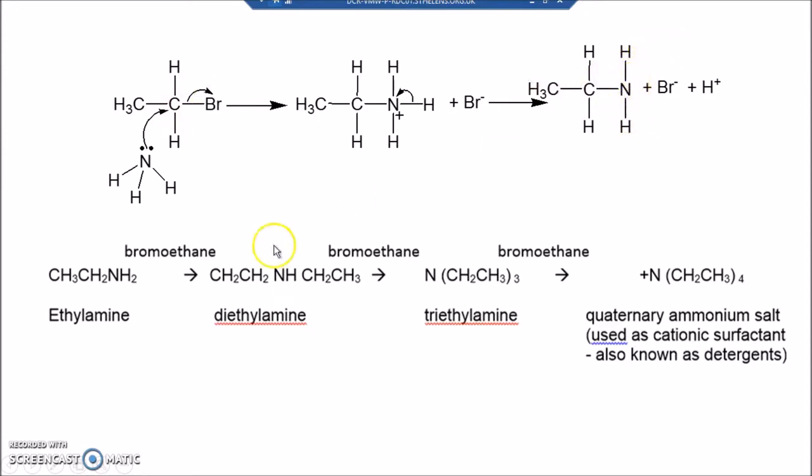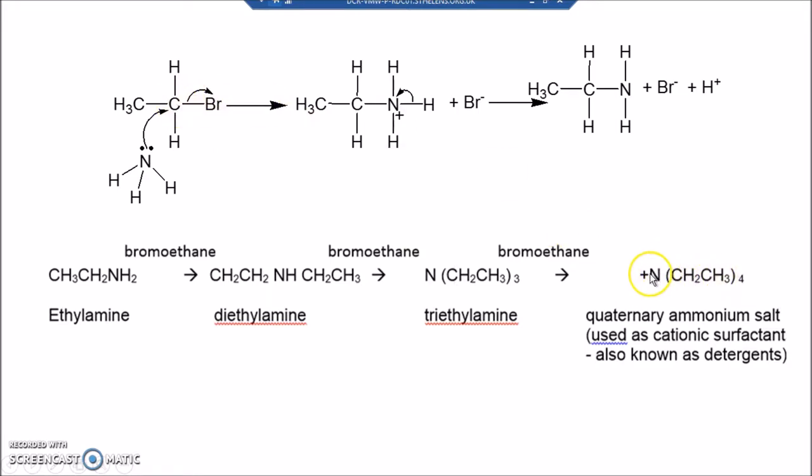ethyl group, and then it can react again and lose another H and get another ethyl group. In other words, ethylamine can turn into diethylamine into triethylamine, so it can convert from a primary amine into a secondary amine into a tertiary amine. And this triethylamine with a lone pair can attack that C again and actually get four ethyl groups.